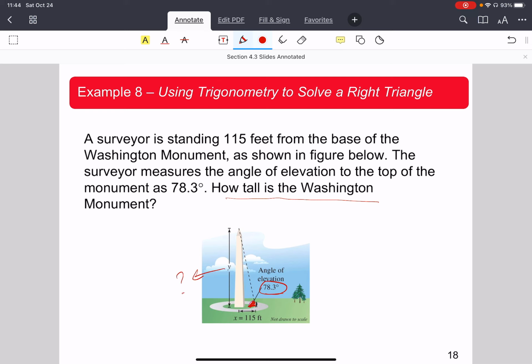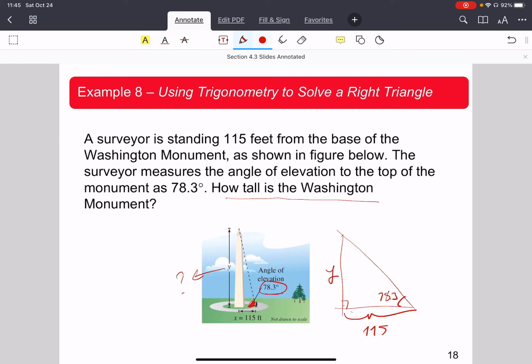This is a clear example where we can create a right triangle with the angle 78.3. What we're given is the angle, and the side length of the adjacent side, which is 115. What we're trying to figure out is y, which we don't know. Because we're given the angle and one side, we should be able to find the other side, y, using trigonometry.